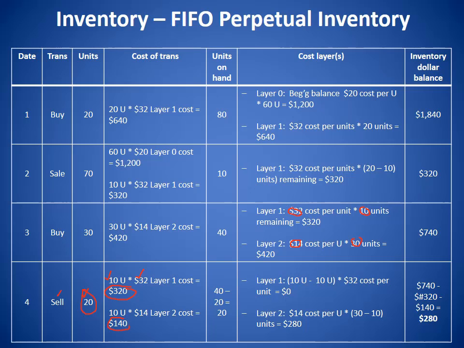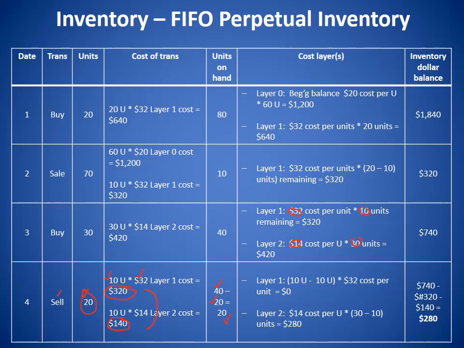That ends up being $140. So if we add these two values together, we're going to have a credit entry to inventory of $460, and the debit would go to cost of sales for $460. As far as perpetual inventory records go in terms of units, we start out with our 40 from our previous units on hand. We sell those 20 units, and we're going to have 20 units left within our perpetual inventory.